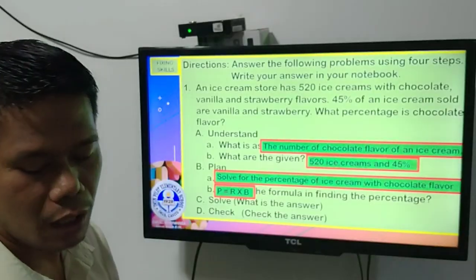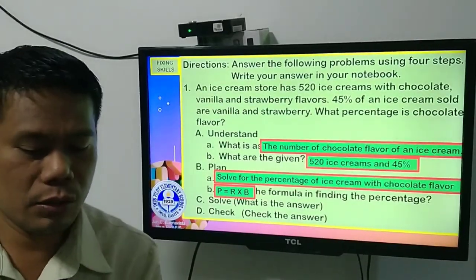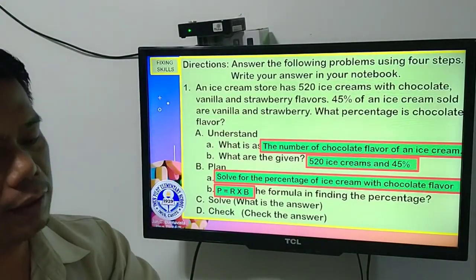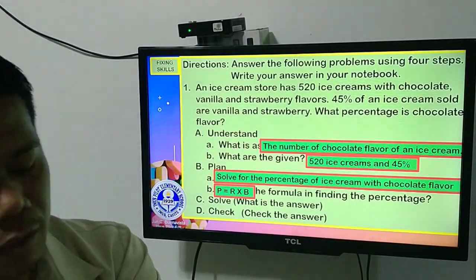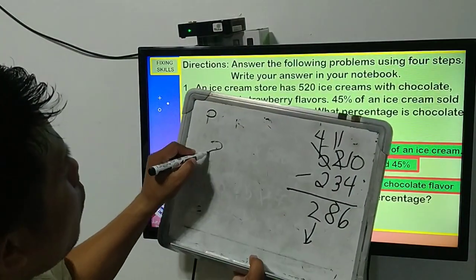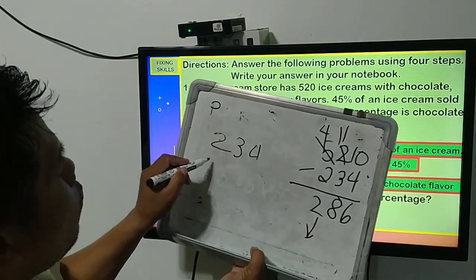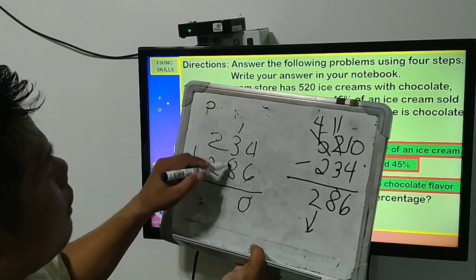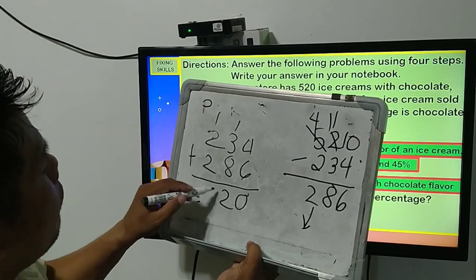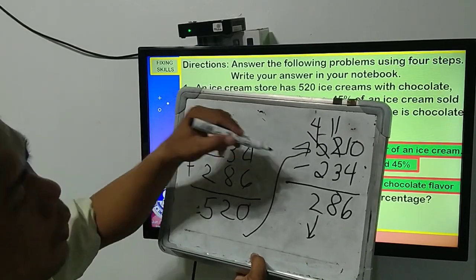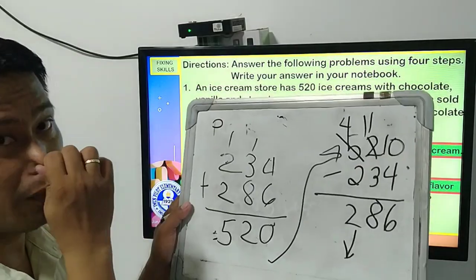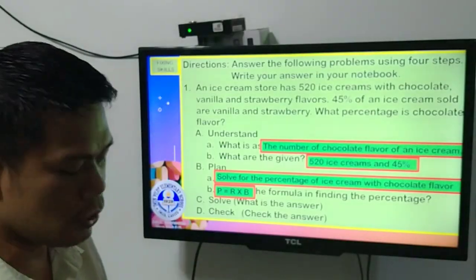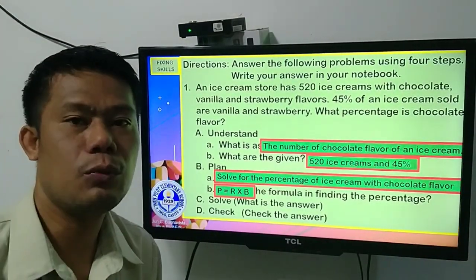Now, how do we check? We're going to check if our answer is correct. How? By adding. We're going to add 234 plus 286. So that is 10, carry up 1, 12, carry up 1, 5. So, back again to 520. In other words, our answer is correct. So that is how to check using the 4 steps in solving a non-routine word problem.